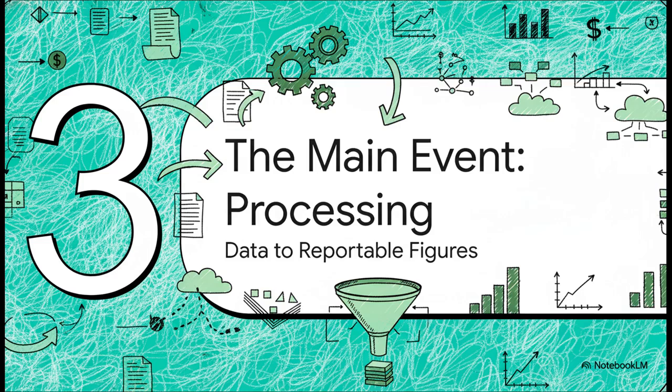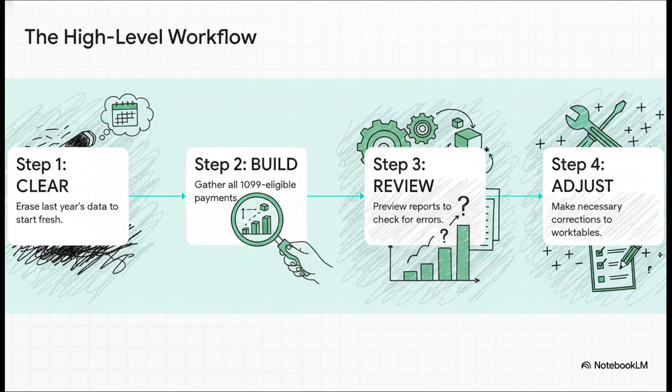So once you've picked your path, it's time for the main event, actually processing the data. This is where we take all that raw information from either AP or the GL, and we start turning it into the actual numbers that are going to end up on those final 1099 forms. And the workflow itself, it's a really logical 4-step process.